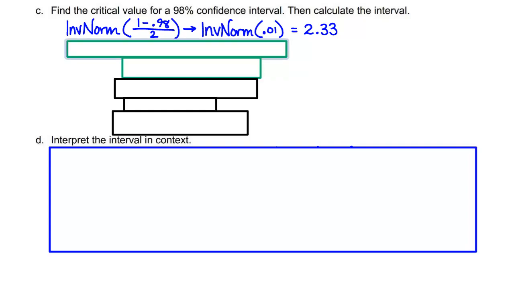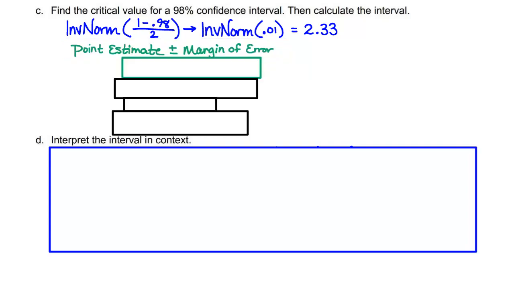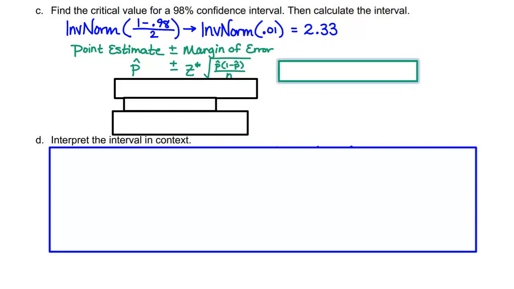0.055 plus or minus whatever your point estimate was. Yep. Except there's one more piece. You have to take that critical value, 2.33 or 2.326, and you have to multiply it by this guy right here.